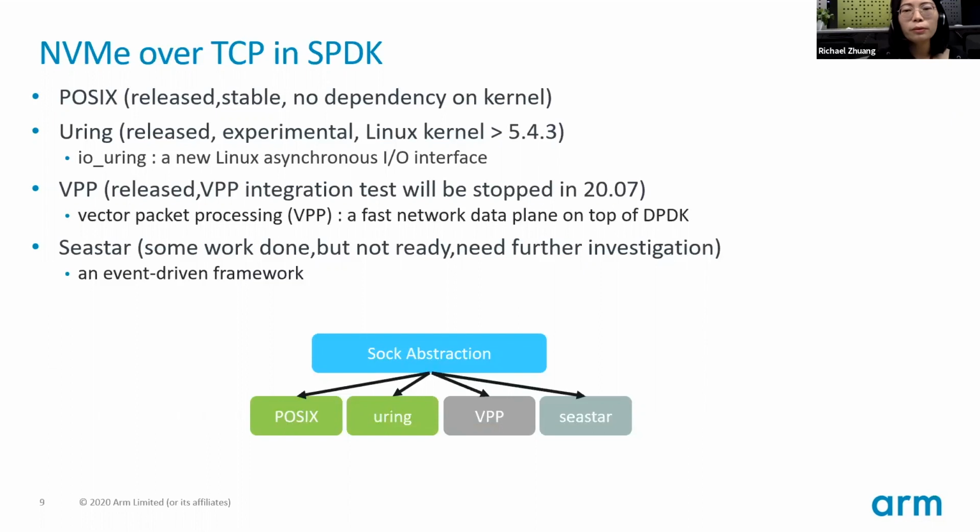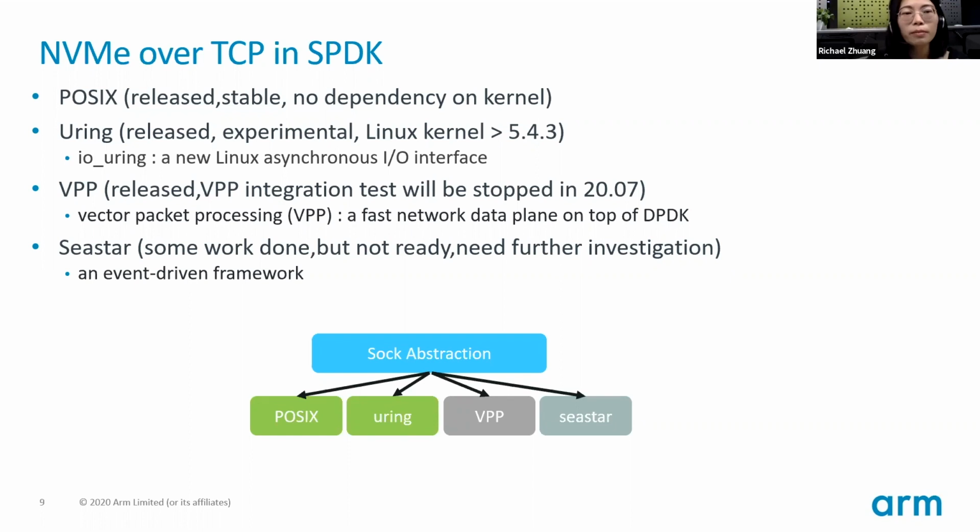leverage the new Linux asynchronous I/O interface called io_uring. It's built around a ring buffer in memory shared between user space and the kernel, and it allows the submission of operations and collecting the results without the need to call into the kernel space in many cases. But it requires a kernel version newer than 5.4.3.